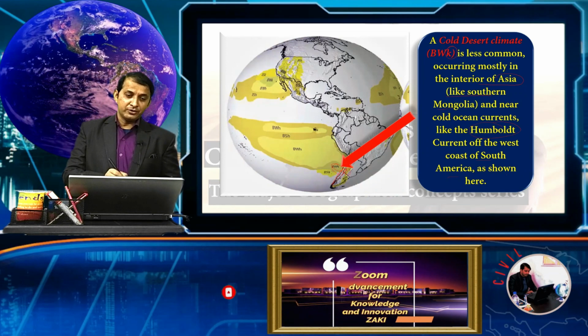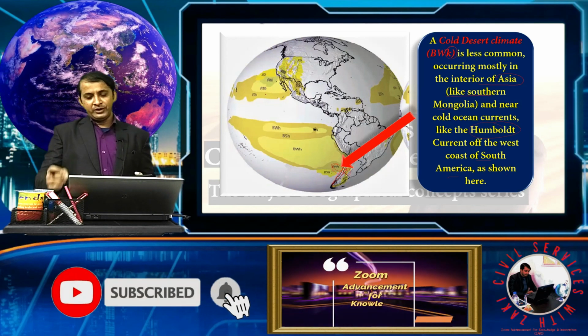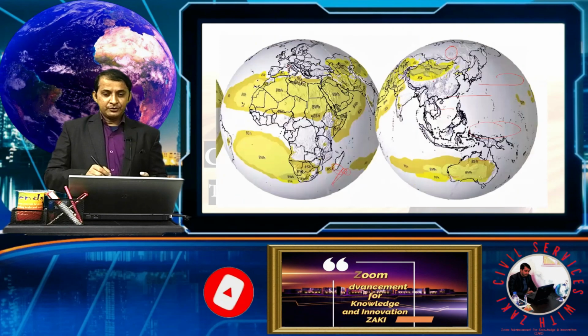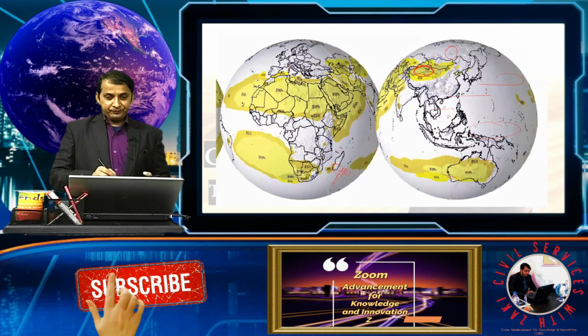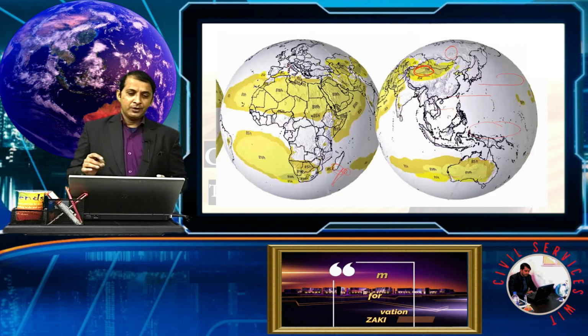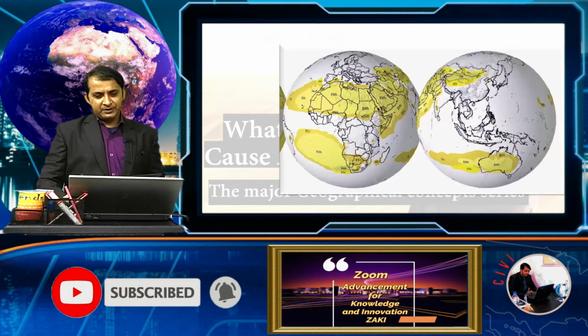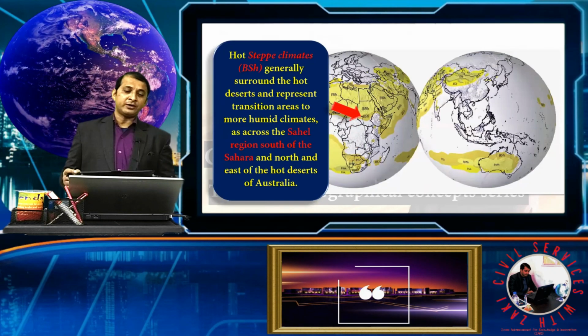Cold desert is also found in the interior of Mongolia, Asia. See here, this area. Cold desert is also found here, in the interior and some parts of Central Asia. We move forward and see another type of desert, basically called steppe, hot steppe.